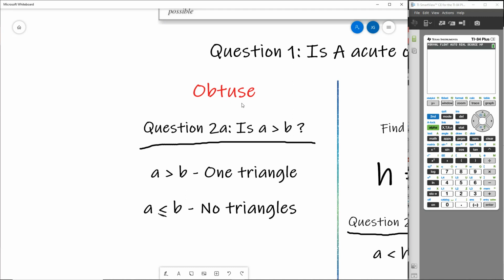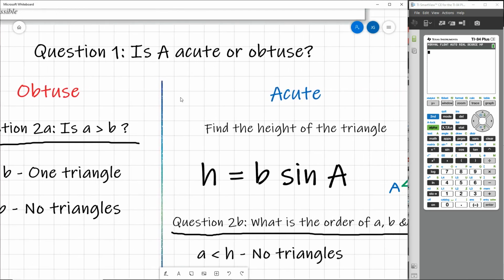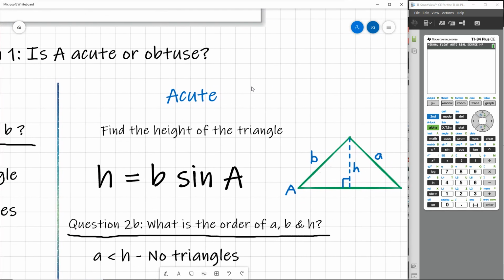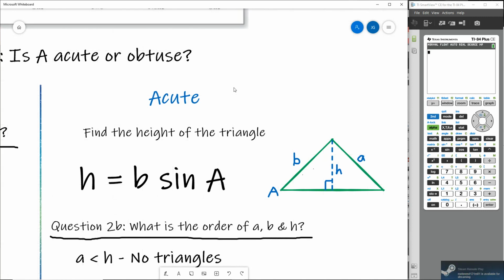Let's look at what we have to do when instead angle A is acute. When angle A is acute, the first thing we're going to have to do is find the height of the triangle. And the height of the triangle, as we see right here, is the length of an altitude of that triangle. And let's remember, when we form the altitude of a triangle, by definition, the altitude has to form a right angle with the base of the triangle.